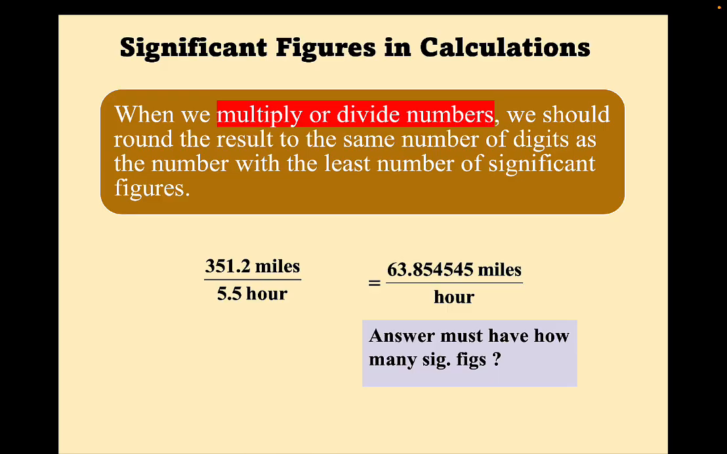We cannot report 63.854545. It is too many significant figures. We are limited by the precision of what we started with, right? So what we started with is miles and hours, two different values here.